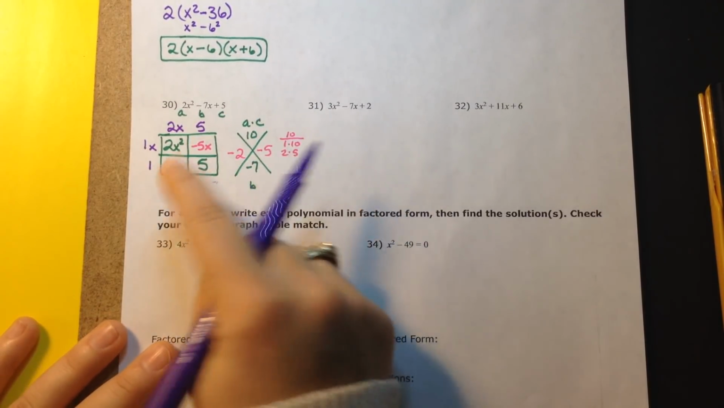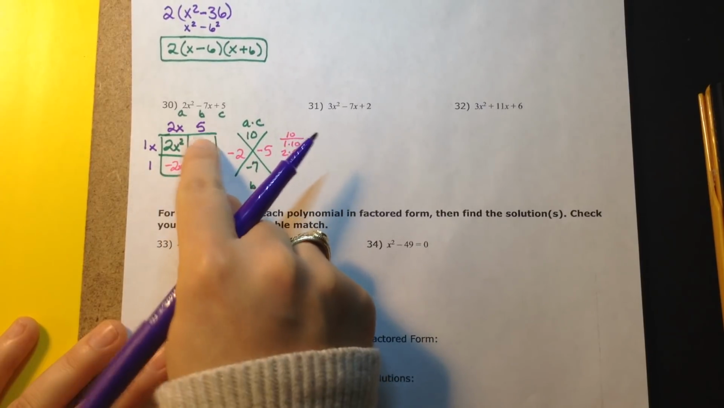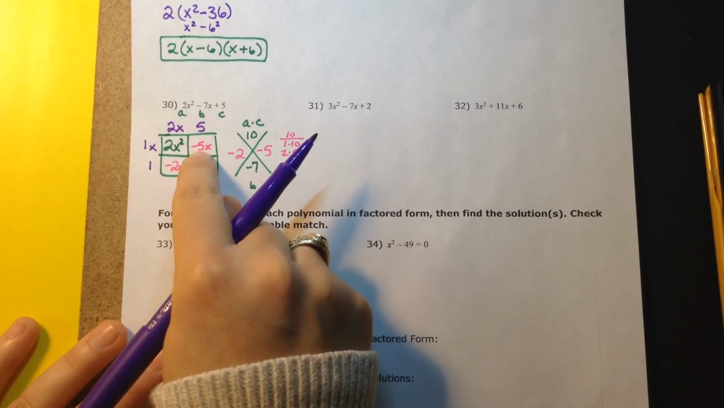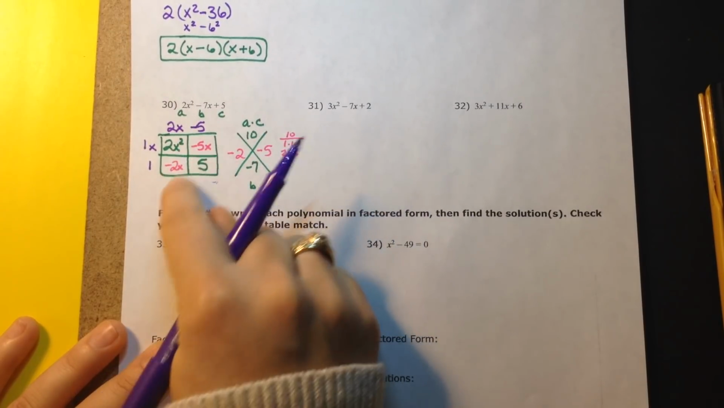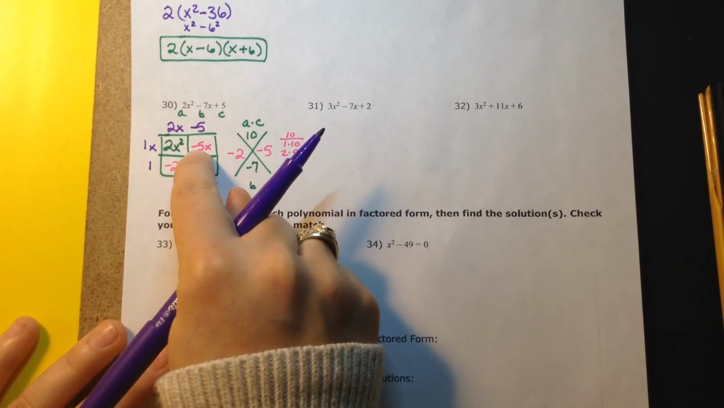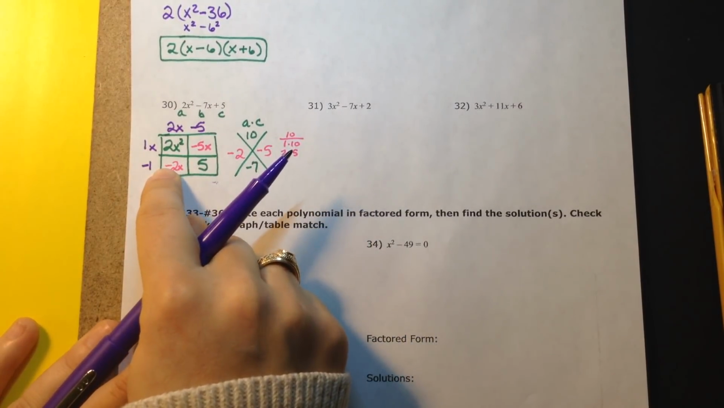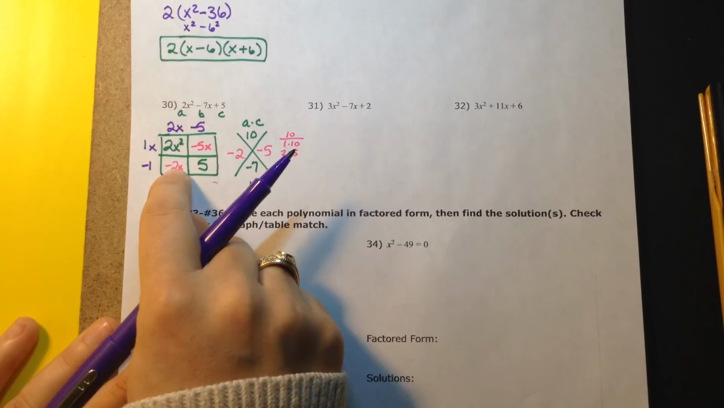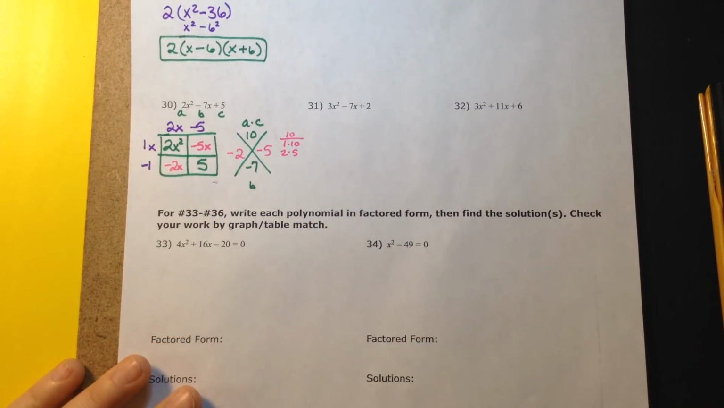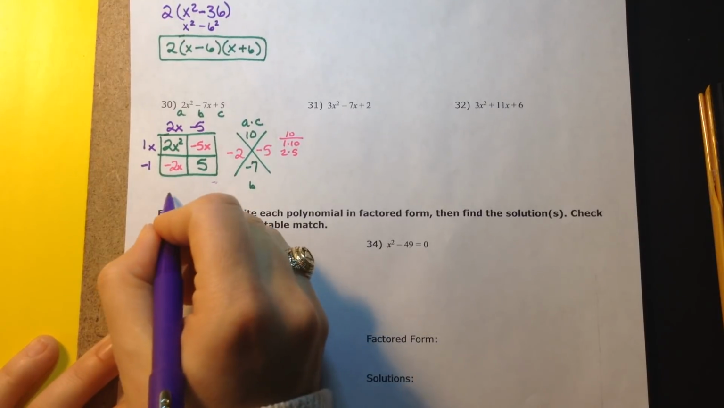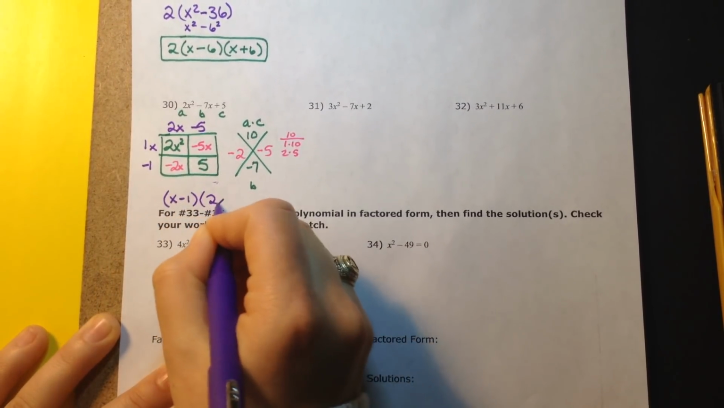Now I double check. I need to make sure that the number I wrote down outside the rows and columns is the same sign as that box. So this needs to be -5 because this is negative. This one would have to be -1 since this is negative. If this was a positive box, this would be a positive number, but it's negative, so I use negative. Automatically, I know now that my factored form is x minus 1 and 2x minus 5.